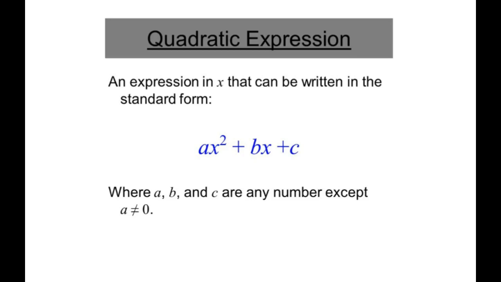It's simply an expression in x, and it can be written in standard form, ax squared plus bx plus c. A, b, and c are any real number, except that a cannot be equal to 0. Because if a was equal to 0, then we would not have this first term, and we would be left with bx plus c, which is simply a linear expression. So a, b, and c represent any real number. A cannot be 0.